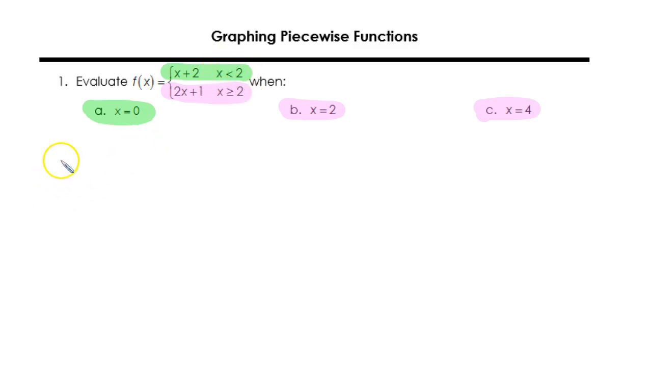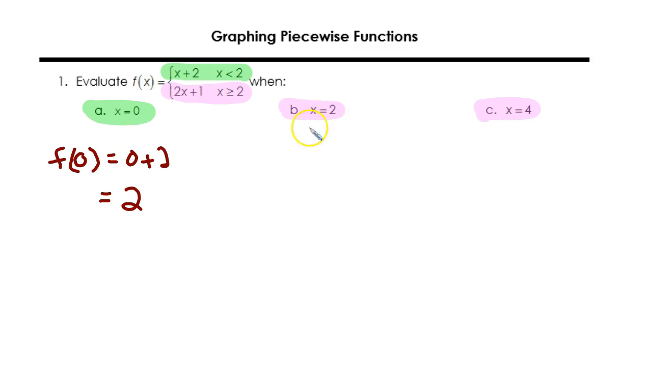So when I'm finding f of 0, I need to make sure that I choose the x plus 2 version because 0 is less than 2. This is the part of the function that I am going to use. So 0 plus 2 is 2. F of 0 is positive 2.